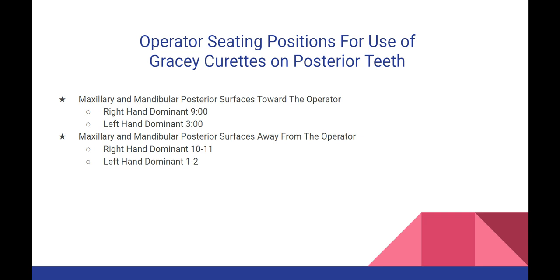Operator seating positions for use of the Gracey Curettes on posterior teeth. Maxillary and mandibular posterior surfaces toward the operator. The right hand dominant operator would sit at 9 o'clock. The left hand dominant operator would sit at 3 o'clock. This position is required for sextant 1 buccal right hand dominant operator and sextant 3 buccal for left hand dominant operator.